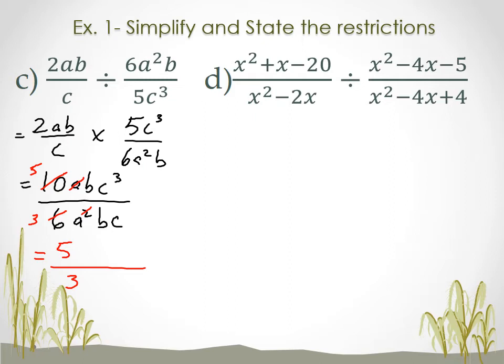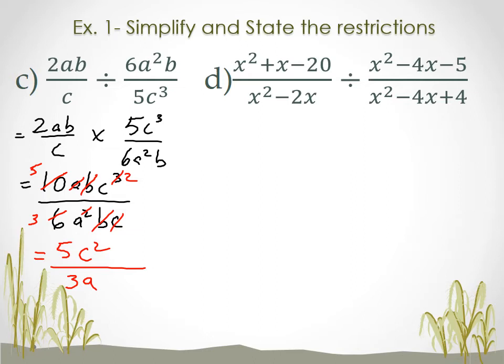That a gets rid of that, just leaves us with 1 on the bottom. That b gets rid of that b, so that leaves us with no b's. And that c gets rid of that cubed, and leaves us with 2. So over c squared.